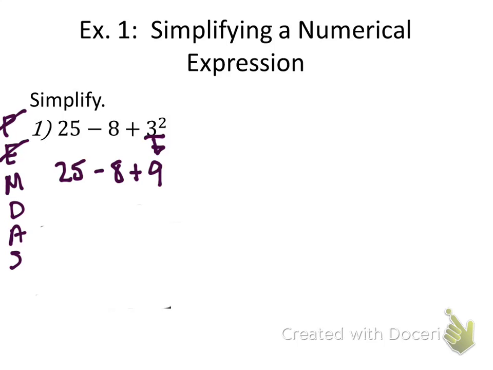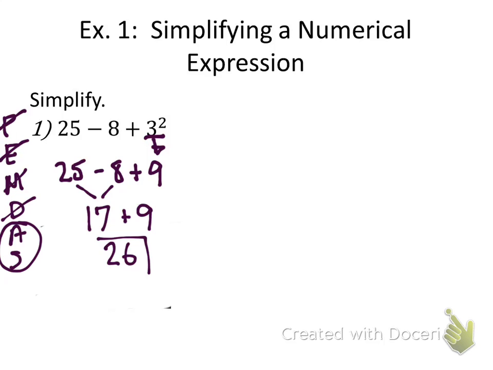Next we ask ourselves, are there any multiplication symbols here? There are not any multiplication symbols. Are there any division symbols? No. Next, we want to ask ourselves, are there any addition and subtraction signs? We work from left to right, so there is a subtraction sign here before the addition sign. So we do that first. 25 minus 8 is 17, and we bring down the plus 9, and 17 plus 9 is 26.